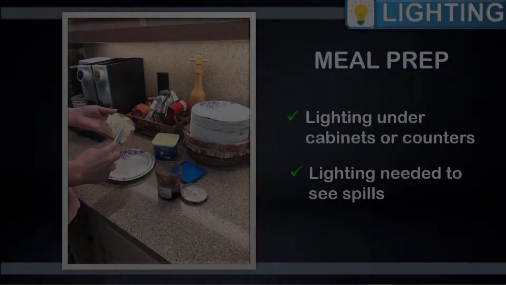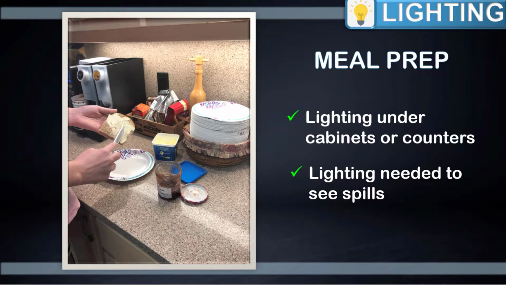Even when you are cooking, it can be unsafe when it's hard to see exactly how you are using your knife, such as when cutting your vegetables or breading your bread. So, putting lighting underneath cabinets and counters will increase your visibility to see exactly what you are doing.